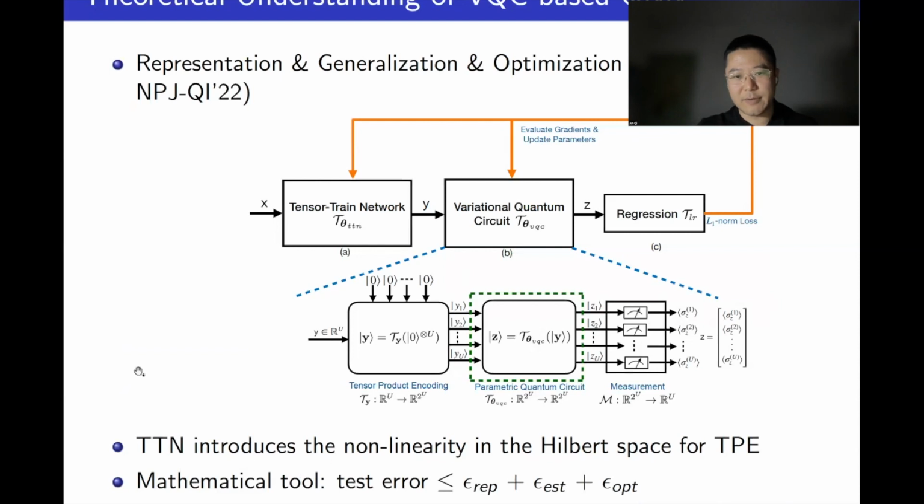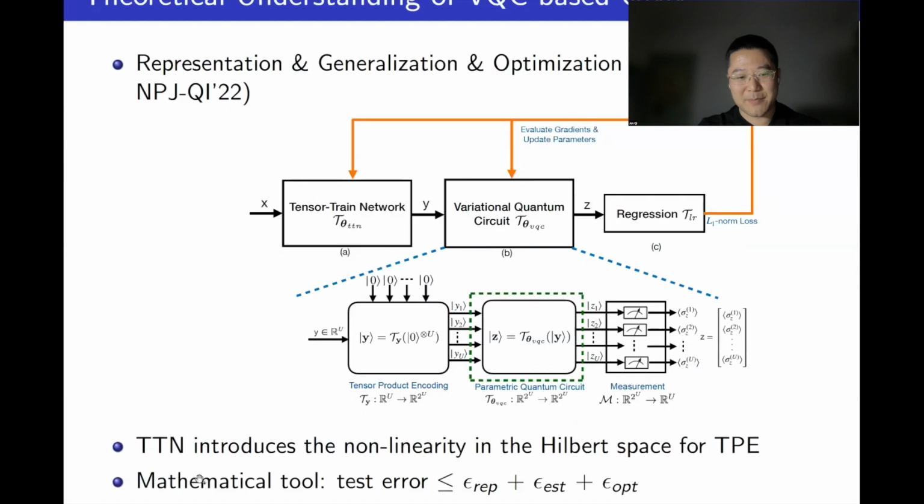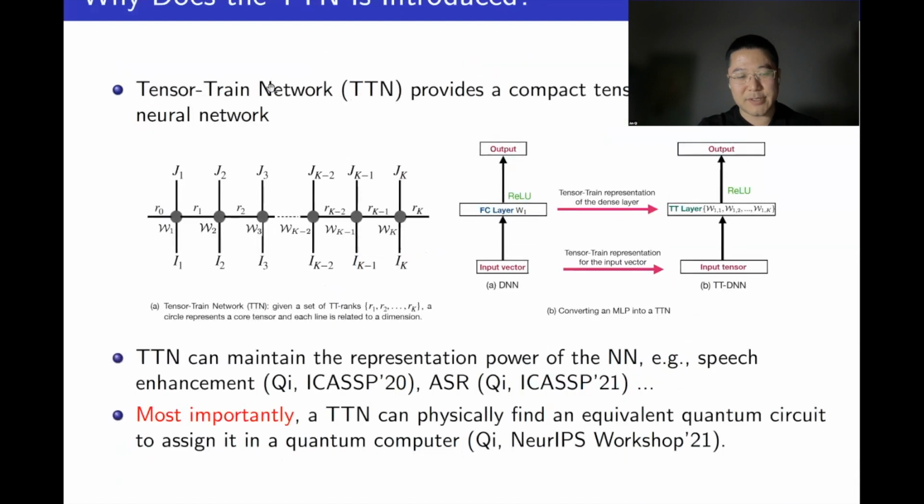In the next part, the mathematical analysis expresses the test error in terms of the sum of the representation error, estimation error, and optimization error. To begin this mathematical analysis, I will show what a tensor train network is. In physics, we also call this the matrix product network. It may have a different name, but in machine learning we call it a tensor train network.